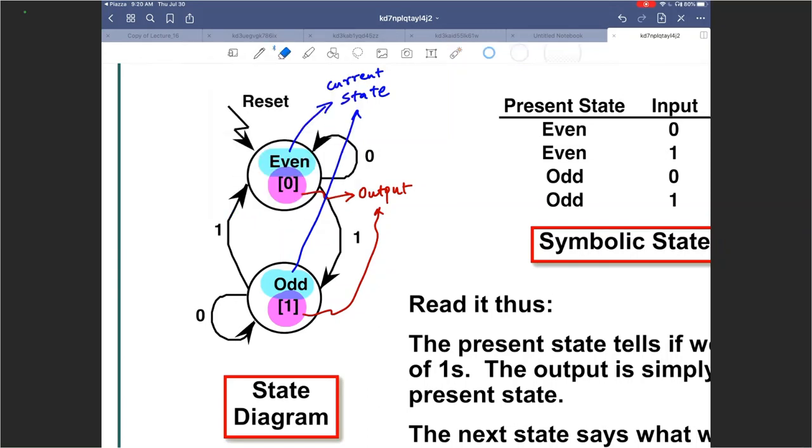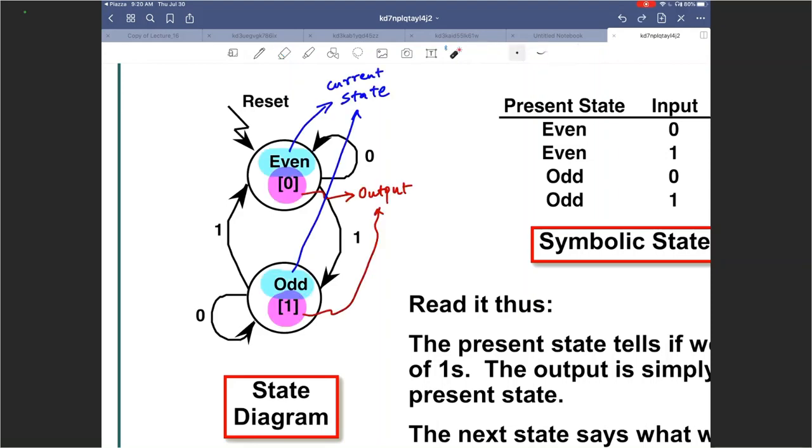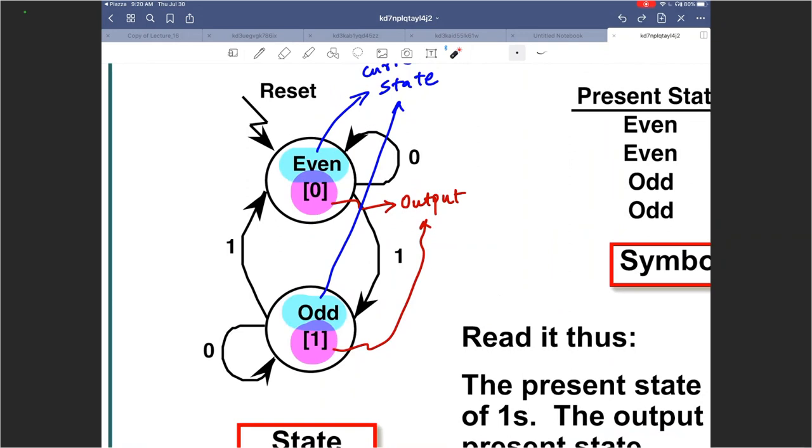Let me erase these things and talk about this. Actually, let's leave it there. I don't know if you can see this very clearly, but suppose you are in even state, and you keep getting zeros. What should happen? Well, you stay there. This is called the self loop. That means if you are outputting even parity right now, the number of ones in your bit stream currently is even, and if you keep getting more and more zeros as the inputs, you stay.